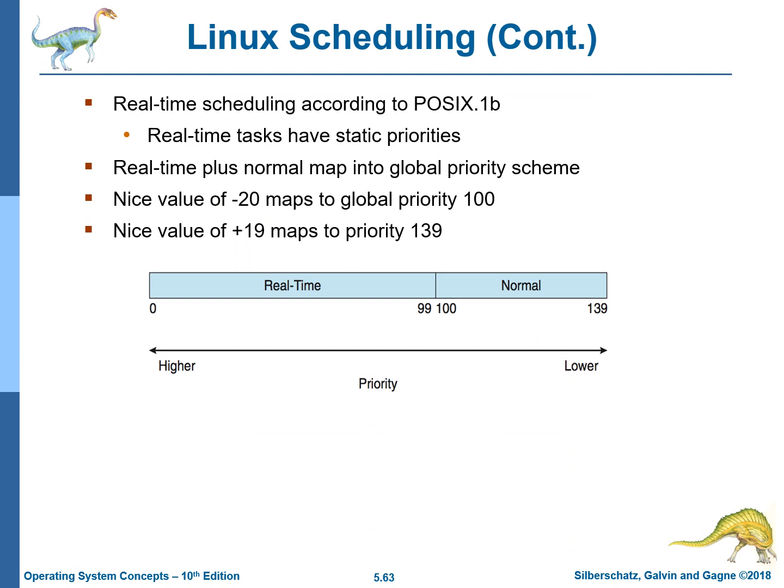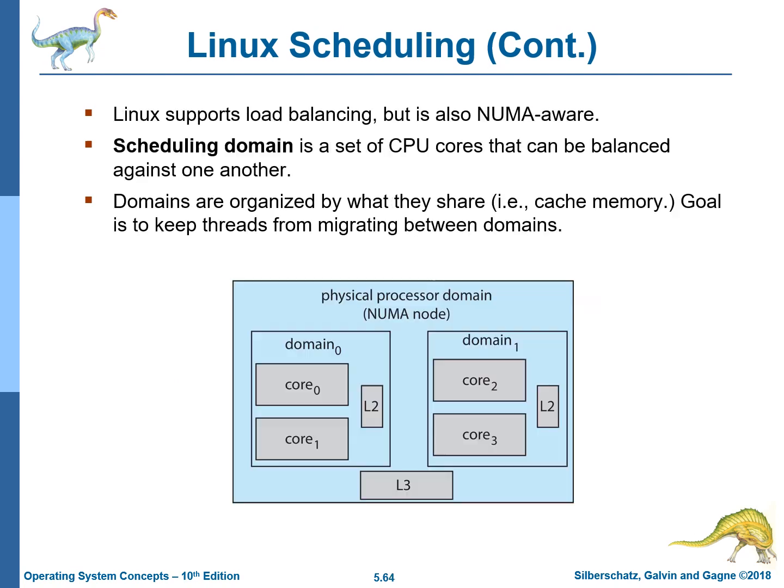Real-time scheduling according to POSIX 1b. Real-time tasks have static priorities. Real-time plus normal tasks map into a global priority scheme. A nice value of -20 maps to global priority 100. A nice value of +19 maps to priority 139.